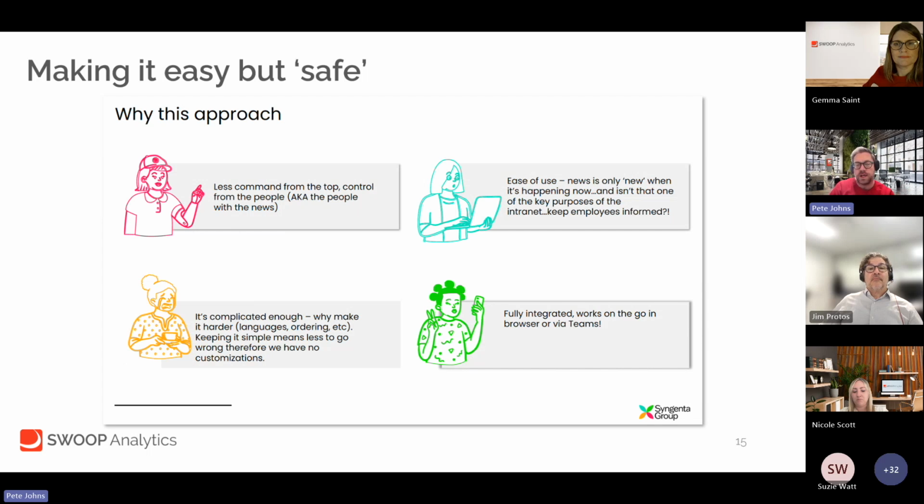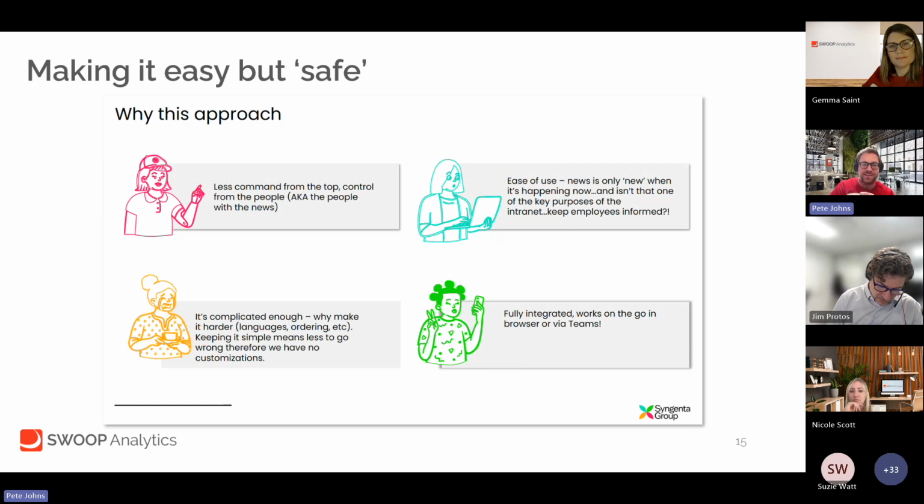And I love the way that Melinda described why they take this approach. Less command and control, getting the news into the hands of the people who know best about it and helping them get it to their audiences as soon as possible, making it easy to do. And I love this line that Melinda speaks to around news is only new when it's happening now. And they can see that in the data. It's all about speed to market for news, so decentralized to get that happening as quickly as possible.